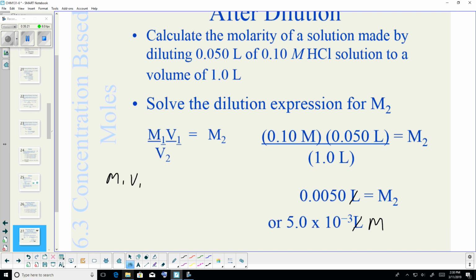M1 V1 is equal to M2 V2. So divide both sides by V2 and you get this. And we identified M1 as being, this is M1. This was V1. This was V2. We just substitute them in the equation and do the math.